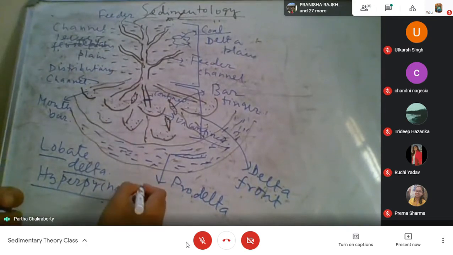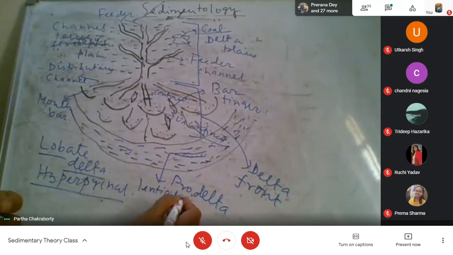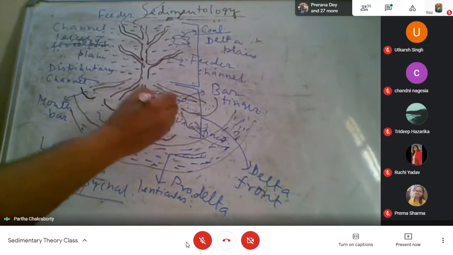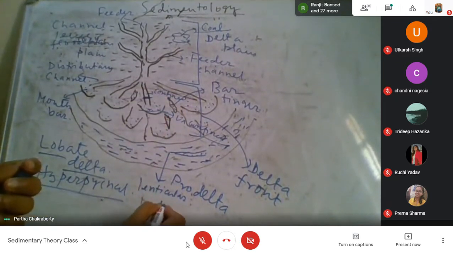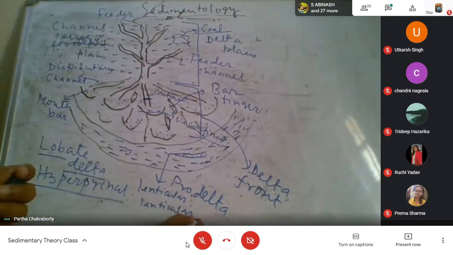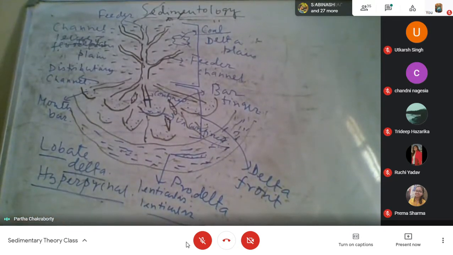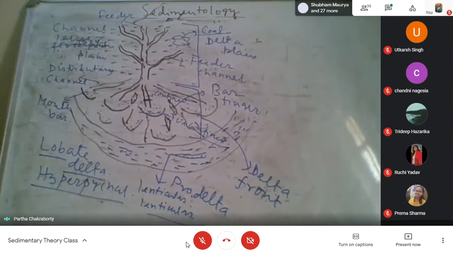The geometry of a channel deposit will be lenticular. Similarly, how will be the geometry of a mouth bar? It is not laterally extensive also, so that also will be lenticular. So how do we distinguish in the rock record that this is a product of a channel and that of a mouth bar? Let me erase this and then discuss.